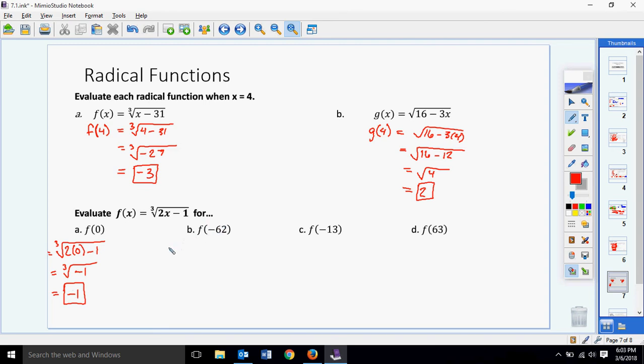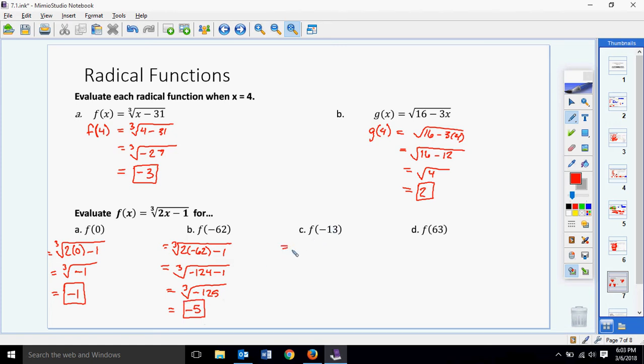Over here, f is 62. Sorry, negative 62. So again, I'm going to plug in negative 62 for x. Simplify. 2 times negative 62 is going to give me negative 124. Minus 1 is negative 125. The cube root of negative 125 is negative 5.